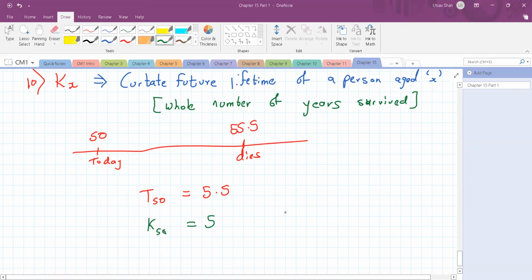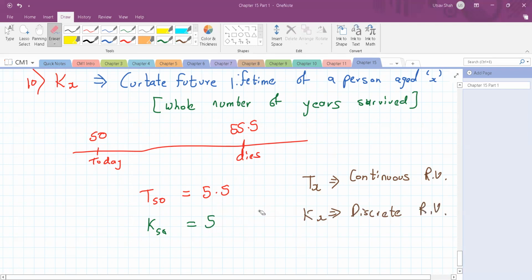So therefore, what we understand from here is Tx is a continuous random variable because death can happen at any time. But Kx is a discrete random variable because it can only take integer values, that is 5, 6, 7, whole number of years. So Kx is a discrete random variable, but Tx is continuous. He can live 5.56 years, or 5.893 years. He can live any amount of years. That is why Tx is a continuous random variable.